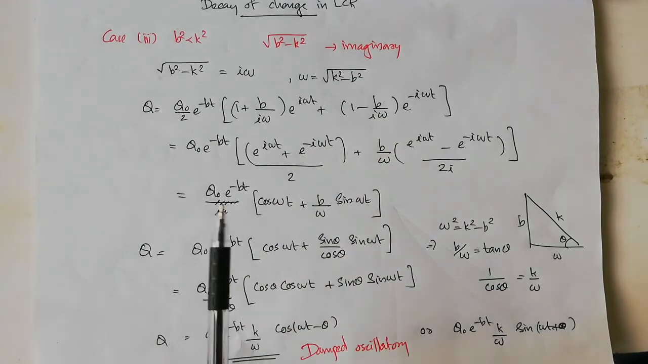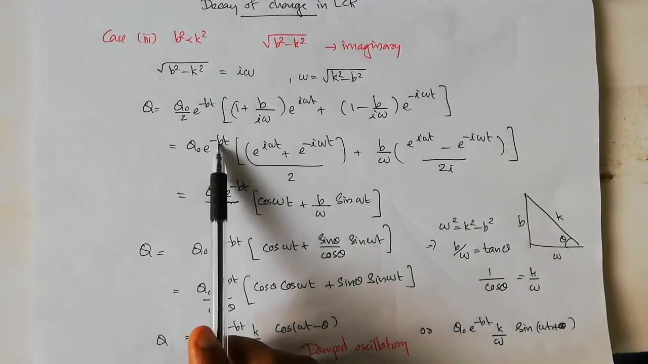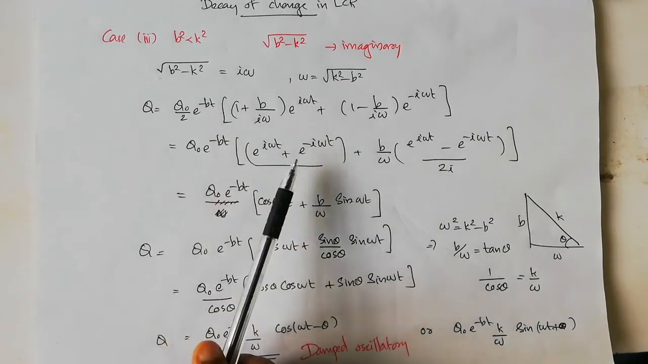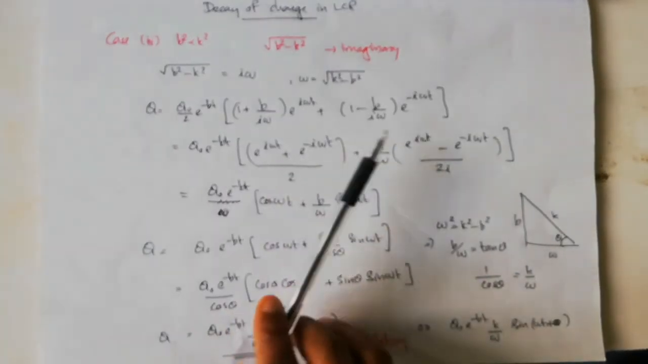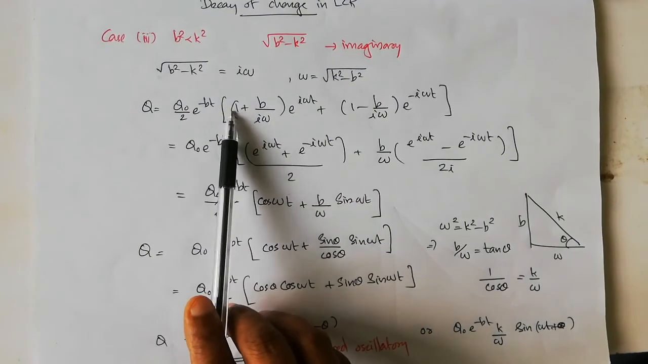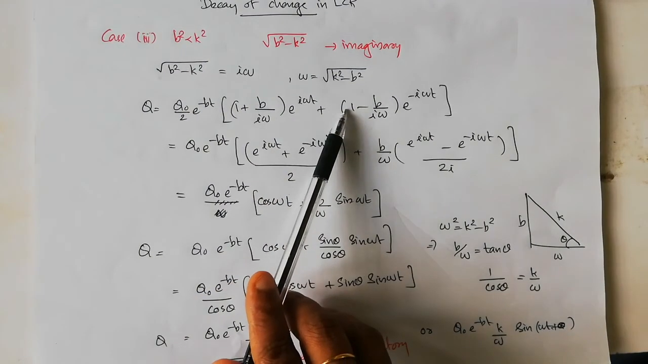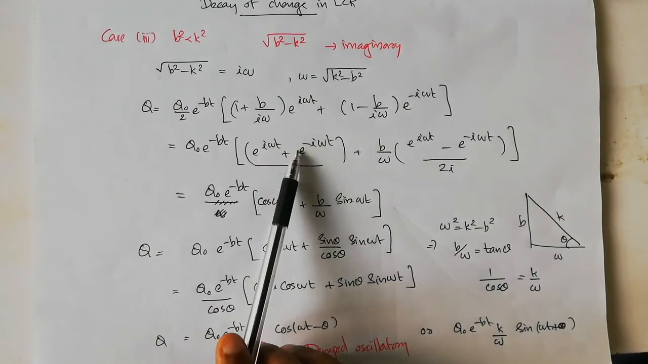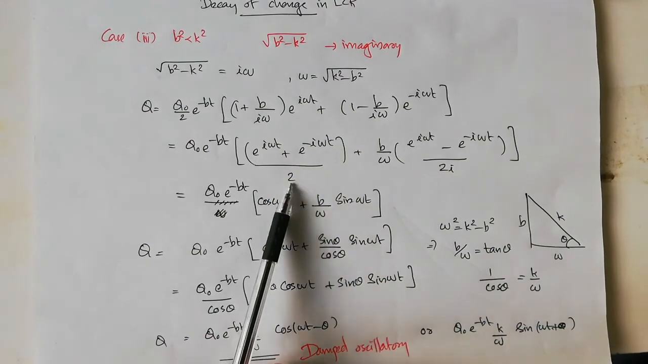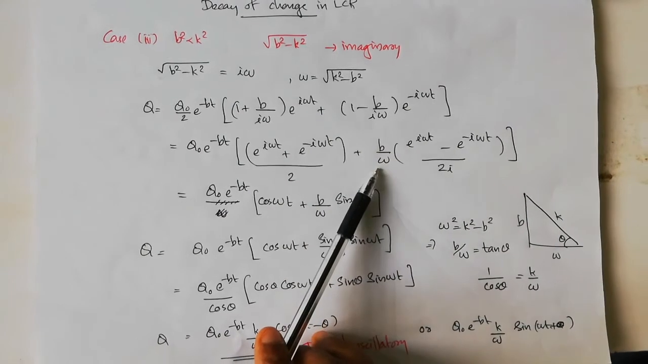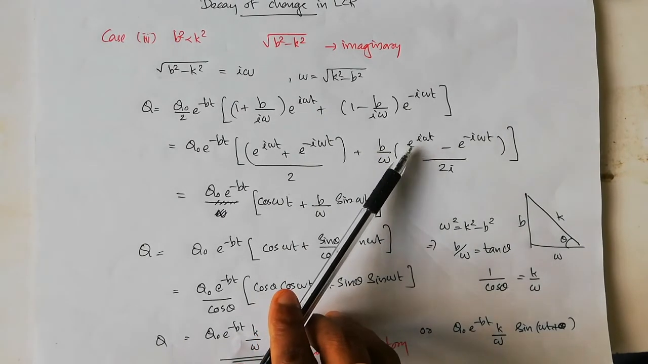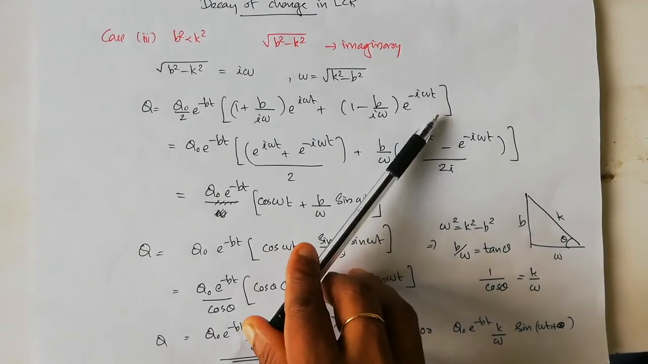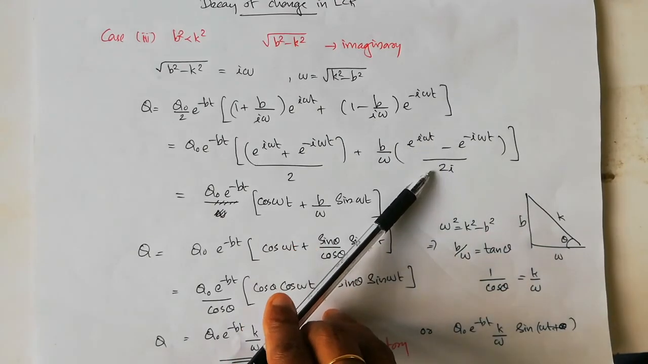Now, we can rearrange it as q0 e raised to minus bt, and I am going to substitute these two terms separately. Before that, this term will be e raised to i omega t and this will be e raised to minus i omega t. We can write together (e raised to i omega t plus e raised to minus i omega t) by 2, plus b by omega into (e raised to i omega t minus e raised to minus i omega t) divided by 2i.